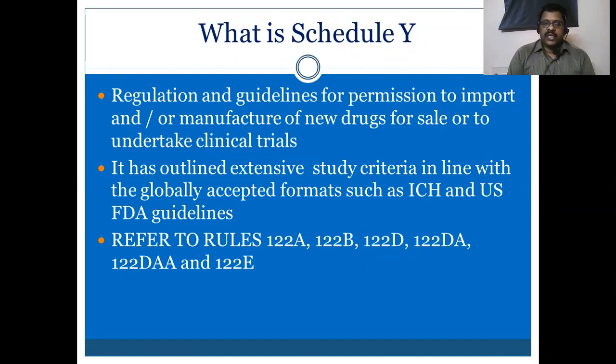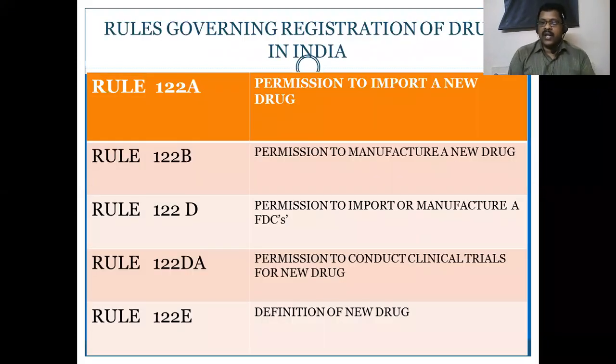Rules 122A, 122B, D, DA, DAA, and E are the rules under this schedule that explain how the clinical trials are to be conducted. So each section regulates each and every part of the clinical trial. We see in depth, Rule 122A explains about permission to import a new drug in India.